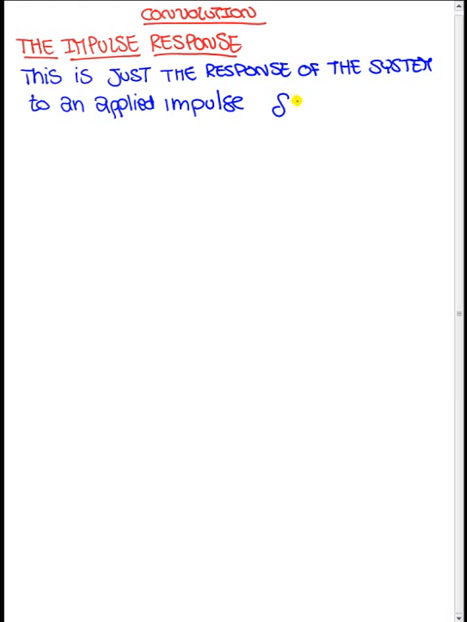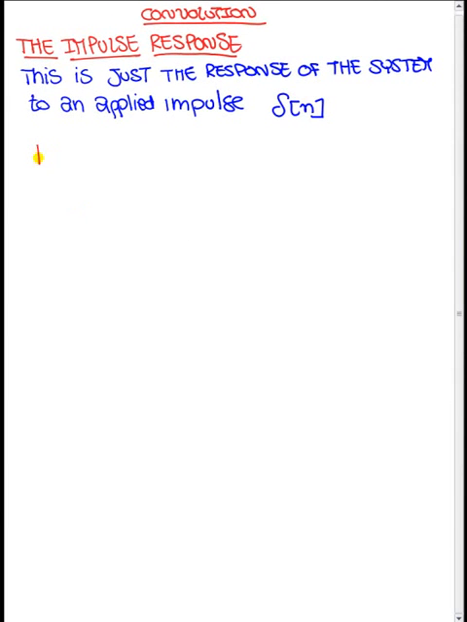So an applied impulse. So remember, an impulse. This is the Dirac delta function. Remember, an impulse is just a simple signal. It's an amplitude of 1 at 0, and then 0 everywhere else. 1, 2, all the way up to infinity. Same for the other side. That is all an impulse is, or same thing as a Dirac delta function.